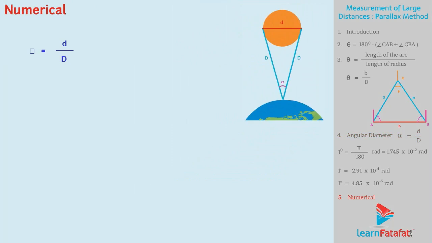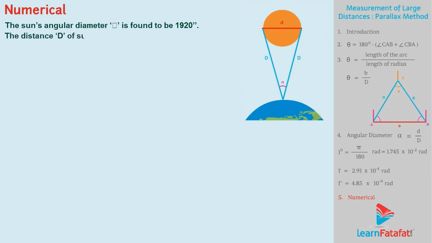Okay, let's take a numerical to understand this. If you are familiar with the concept of parallax, let us solve this numerical. For that, do remember the following results. So, the question is: the Sun's angular diameter alpha is found to be 1920 seconds. The distance D of the Sun from Earth is found to be 1.496 into 10 raised to 11 meters. Then, find the diameter of the Sun.